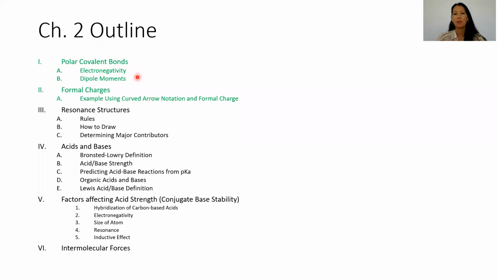The first thing I'm going to cover is just polarity, just because that's really important for understanding reactivity, where certain molecules are going to attack on a molecule, and then formal charge is an important part of that, and looking at curved arrow notation, which I suspect is new.